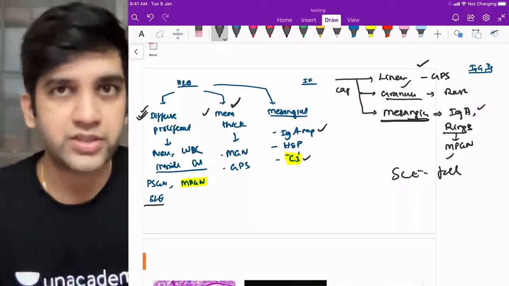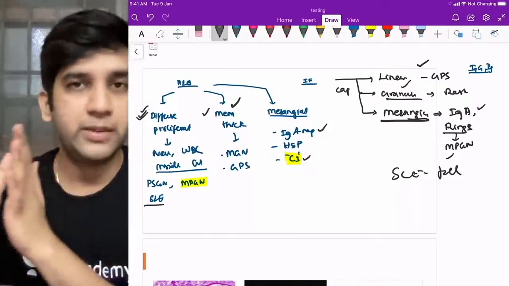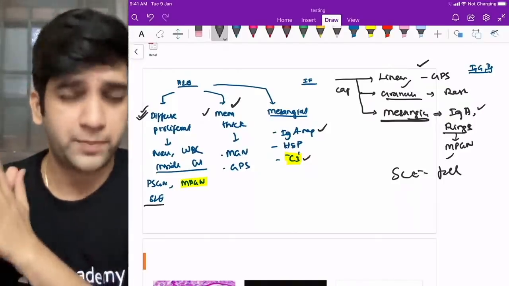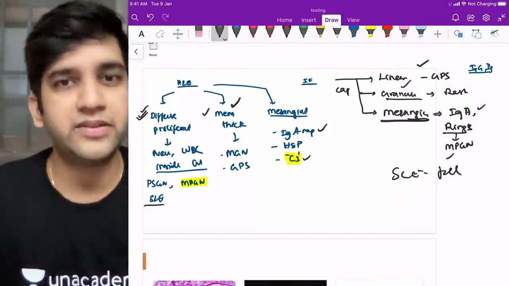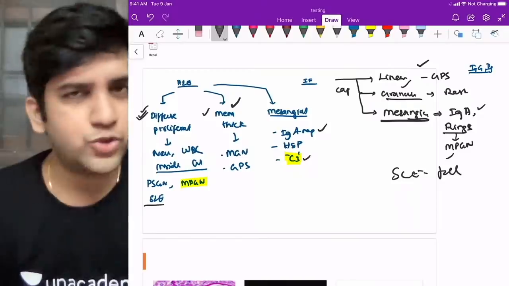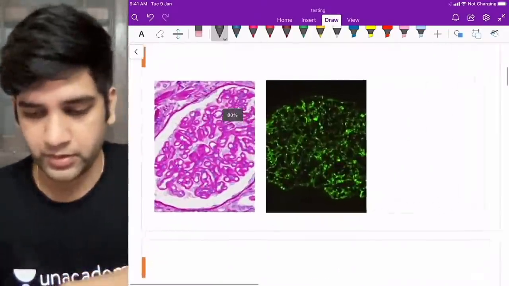I'm going to show you images. There will be one image on histopathology, and you have to pick it up. One image on immunofluorescence, you have to pick it up, and you're going to write the answer. No history, nothing. You can easily pick up with these two combinations. These two combinations are enough for us to diagnose it. Fine. Okay. Let's go to the first one.